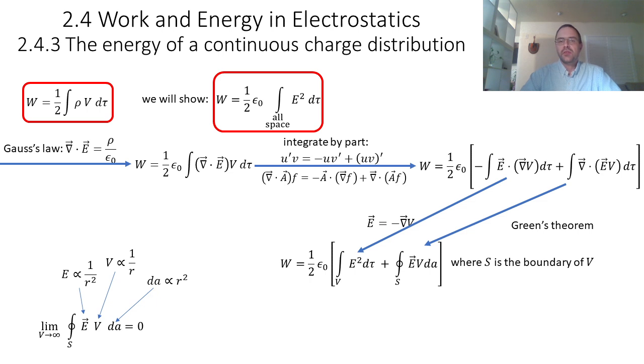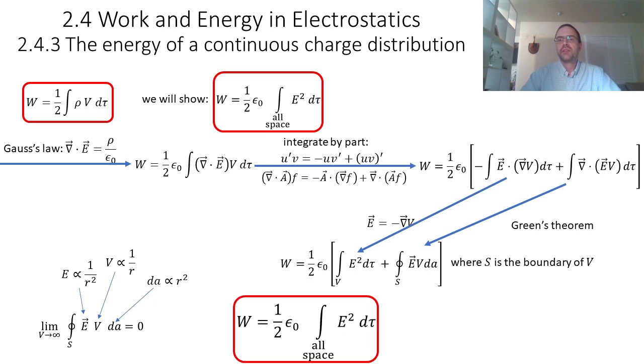So if we integrate over all space, we only have the first integral, and the energy is 1/2 epsilon naught integral over all space of E squared d tau. We now have two ways to calculate the energy of a charge distribution, one from the electric field and one from the charge density.